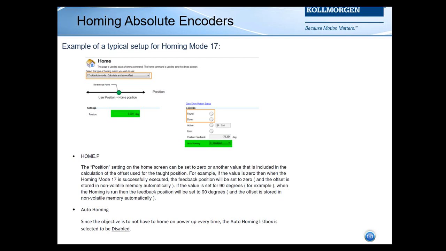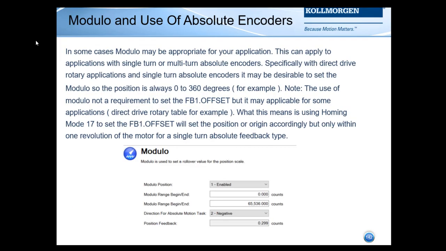If the value is set for 90 degrees, for example, when the homing is run, then the feedback position will be set to 90 degrees and the offset, again, is stored in the non-volatile memory automatically. The other setting is the auto homing. Since the objective is to not have to home on power up every time, the auto homing list box is set to disabled. Modulo and the use of absolute encoders.